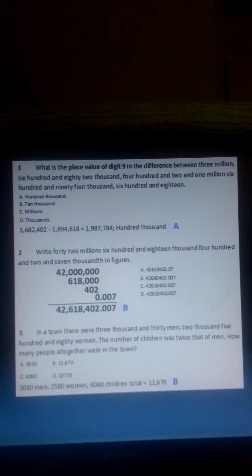Welcome to Maths Revision for Upper Primary. I want to explain how we can solve those problems in that paper.